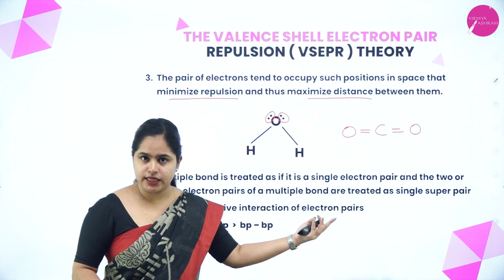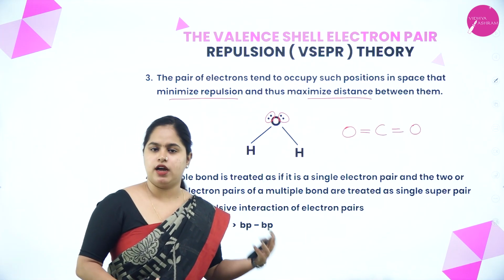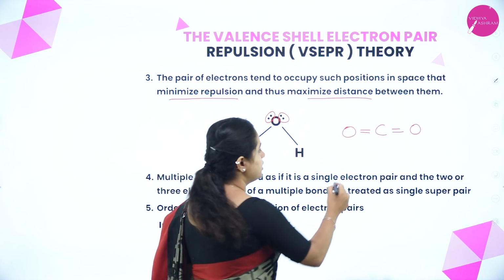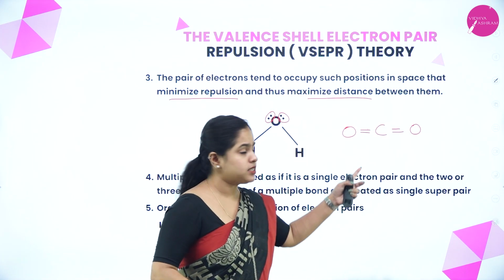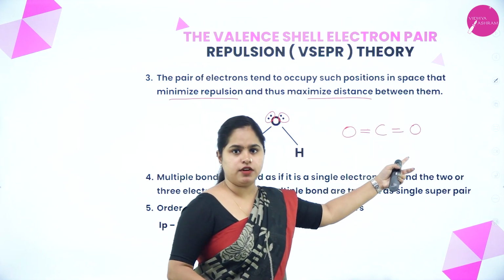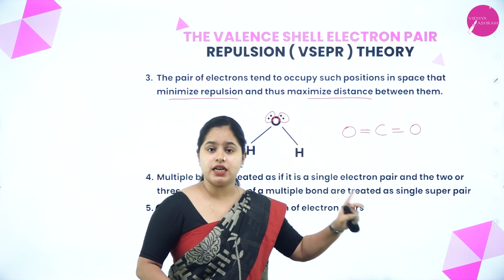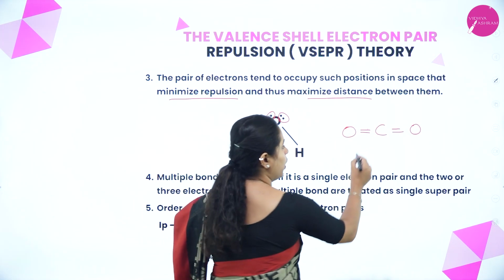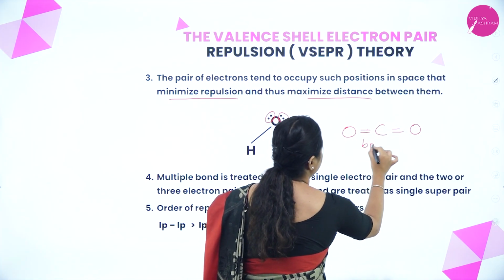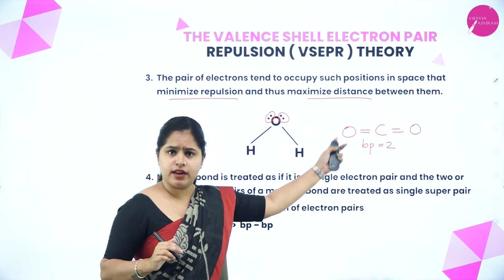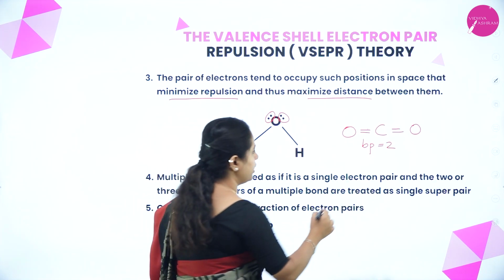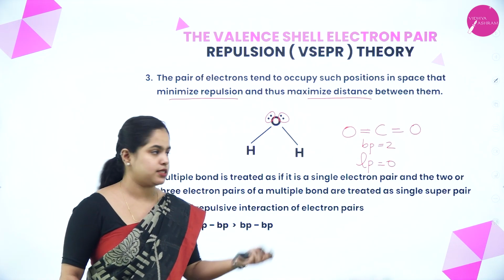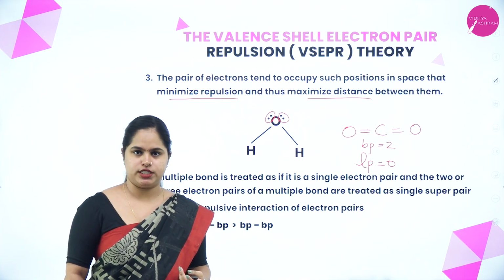So if I have to predict the shape of this particular molecule, what do I have to do? The number of bond pairs should be considered as 2, not 4, right? You can see 2 pairs here and 2 pairs here, which will give you a total of 4. But still, according to VSEPR theory, multiple bonds are considered as a single bond only. So 1 bond here and 1 bond here, which gives a total of 2 bond pairs. Are there any lone pairs around the central atom? No, right? So the number of lone pairs will be 0. So what will be the total number of valence electron pairs? That will be 2 plus 0, that is 2 itself. Clear?